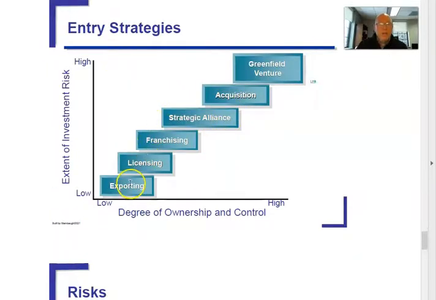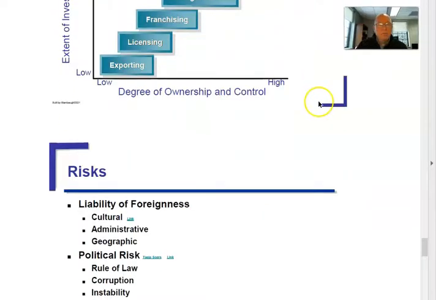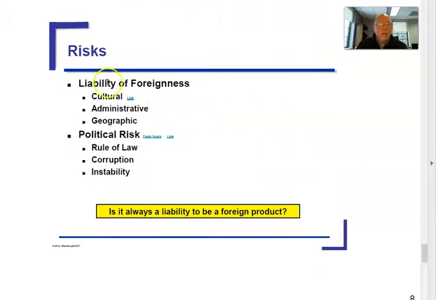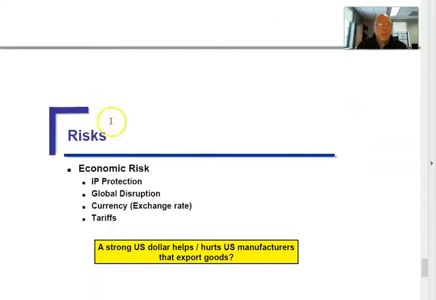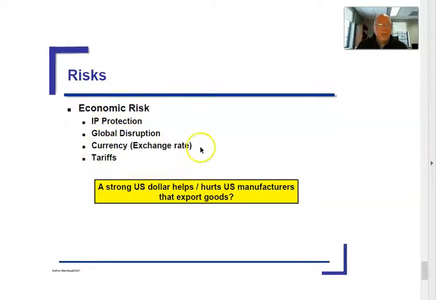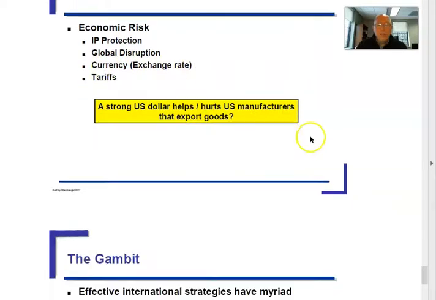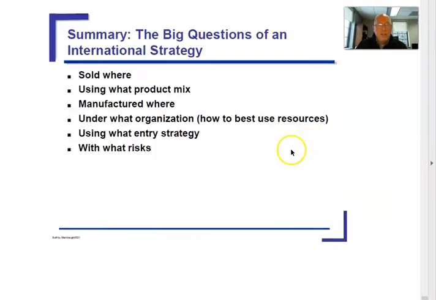Entry strategies, know the pros and the cons of these. I would particularly pay attention to these, or there's a question about franchising, and there's a question about why would I pick a given strategy because it works well. Make sure you understand the liability of foreignness and also the economic risk. Understand what happens to manufacturing companies when their home currency fluctuates. So much for Chapter 8.